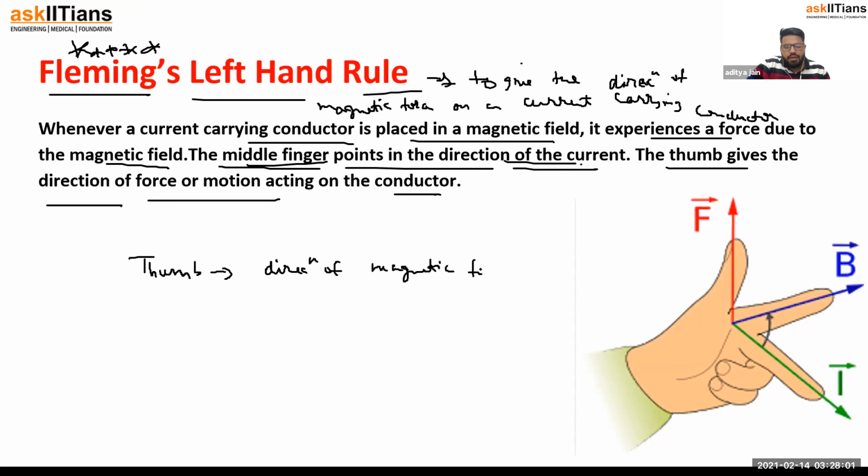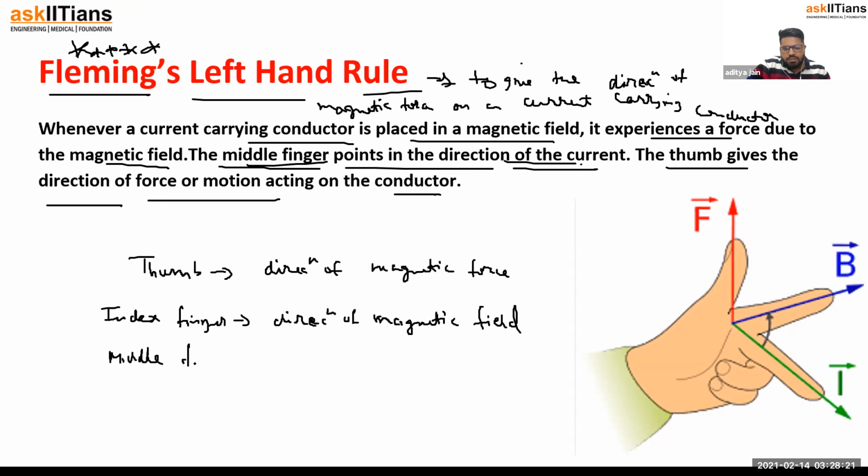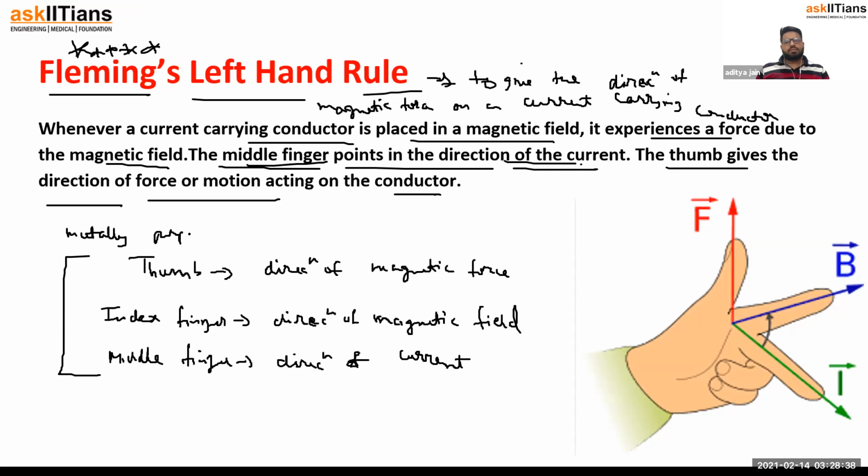There is also the index finger. The index finger will give the direction of magnetic field in which the conductor is present. And what about the middle finger? The middle finger will give the direction of current flowing through the conductor. So these are the basic nomenclature, and all three are mutually perpendicular to each other.